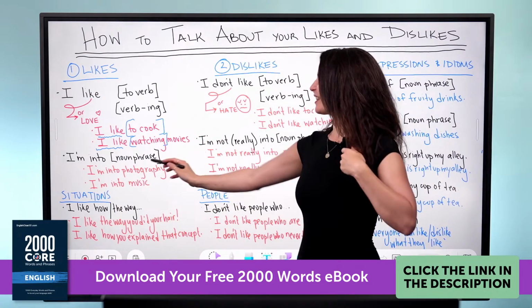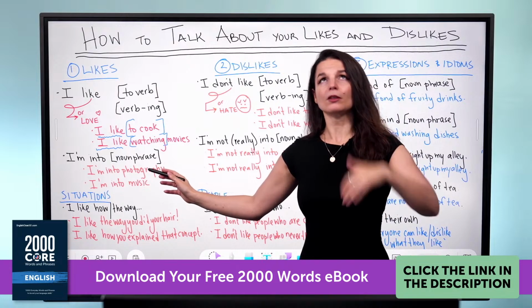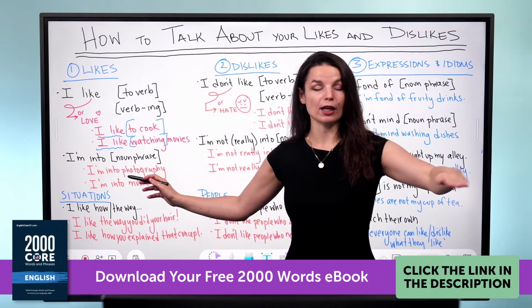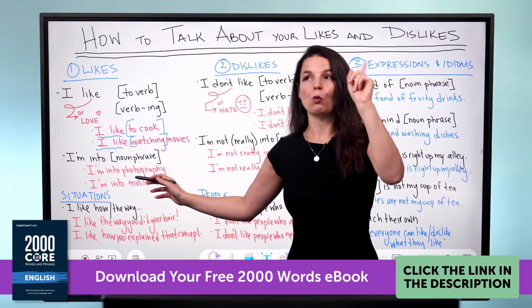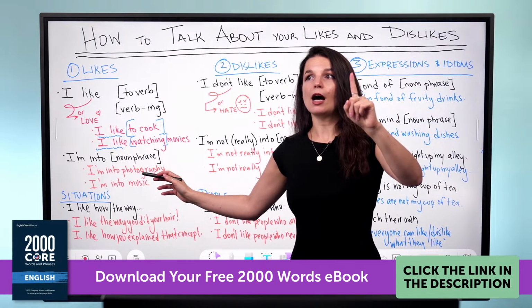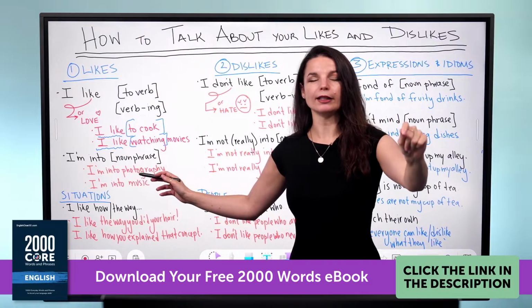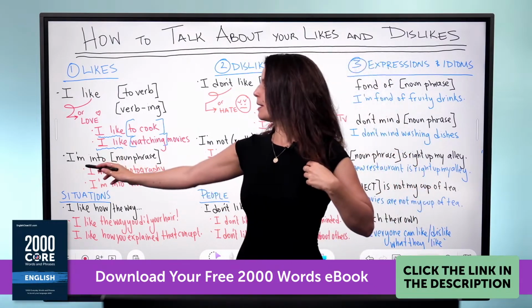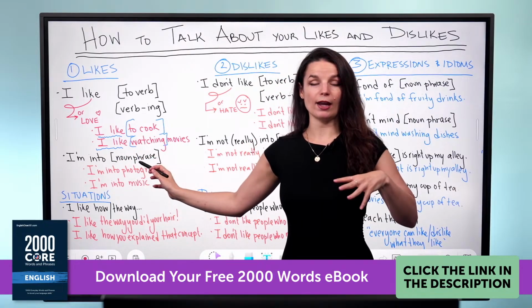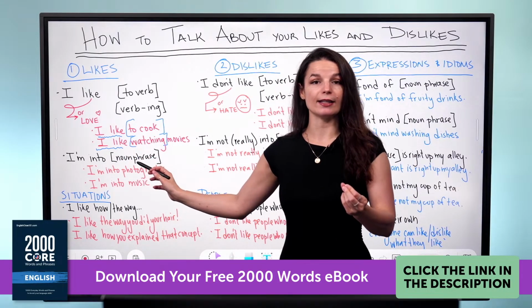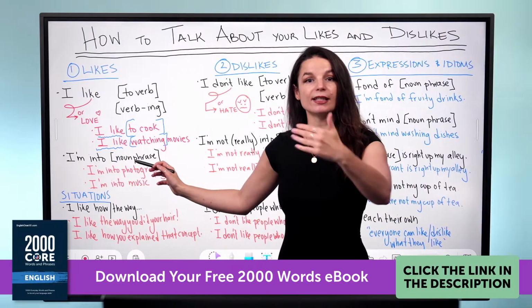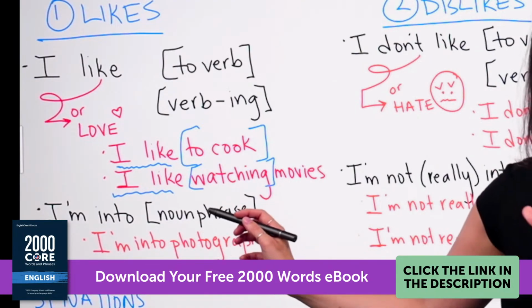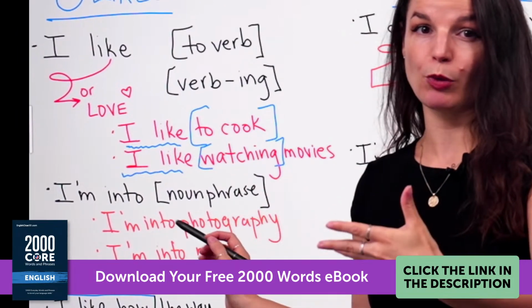Okay? Let's look at the second example, or the second pattern, really. This one is a more casual way to talk about what you like. When you first meet a new friend or a new colleague, they might use this pattern. They might use this expression. I'm into noun phrase. This means I am interested in noun phrase, okay? But this is a much more casual, more friendly way to express this, okay?